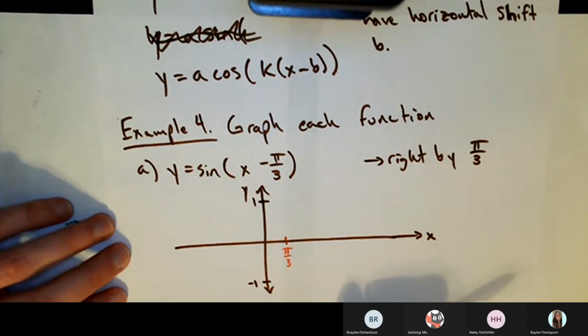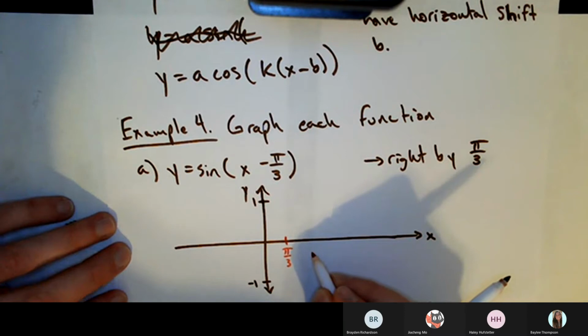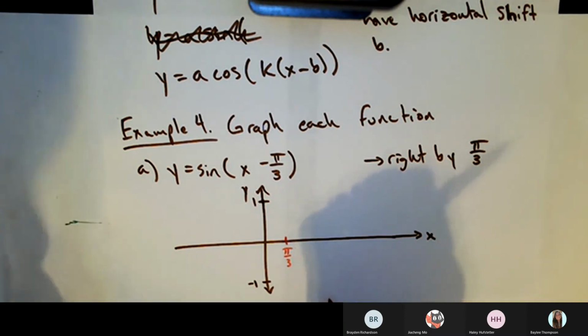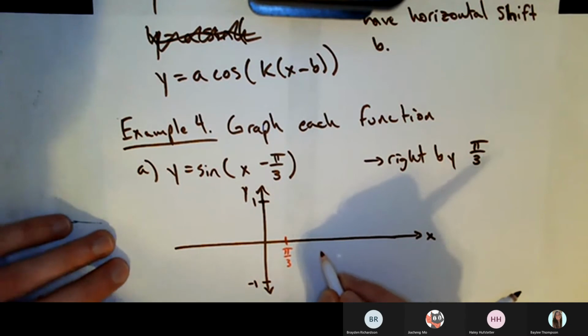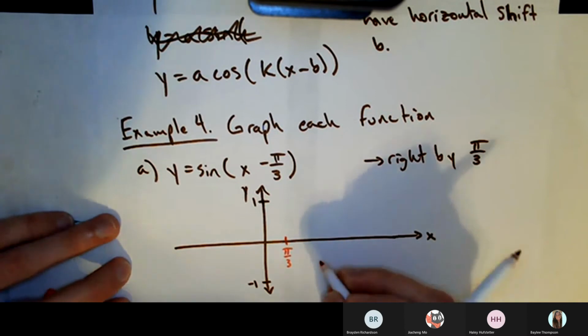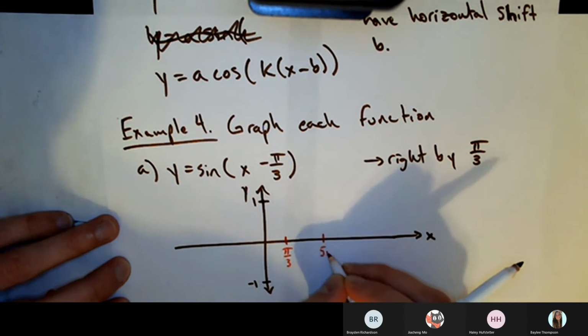Okay. And then the next value is supposed to be pi on 2, but instead of that, I'm going to be shifting to pi on 2 plus pi on 3. That's 5 pi on 6, right? So 5 pi on 6 is somewhere here.